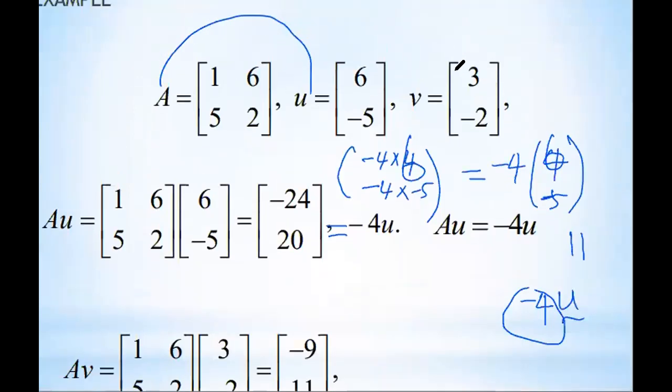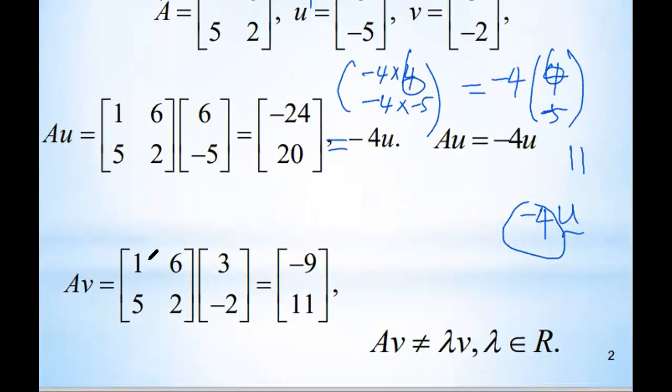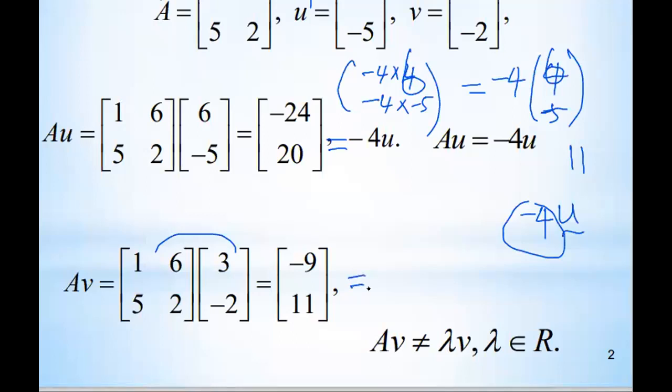For instance, if you multiply these two matrices, this one with this, you get something like this column vector, but you are unable to find a scalar lambda such that AU is equal to lambda times the column vector. So you are unable to find a scalar lambda such that AU is equal to lambda U.